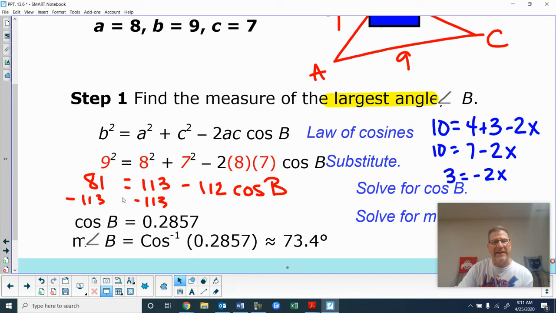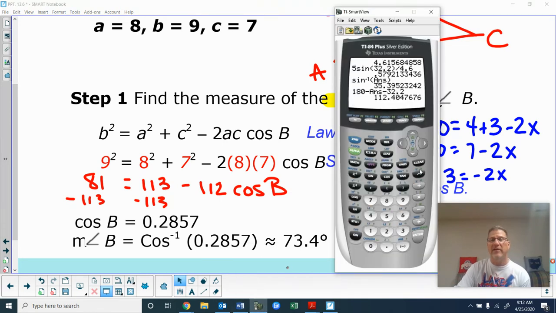So I can't subtract 112 from 113. That's the mistake a lot of kids will make. Do not do that. This is negative 112 times the cosine of B, so I cannot subtract the negative 112 from the 113. I have to take the 113 over to the other side. So when I do that, 81 minus 113, let's clear all that out.